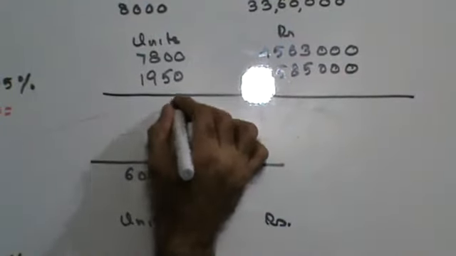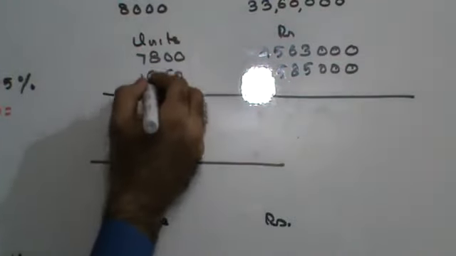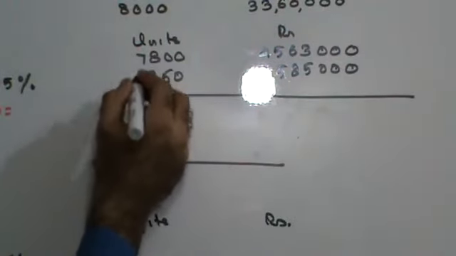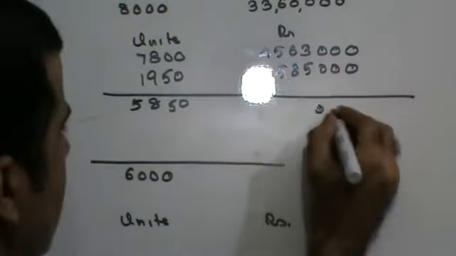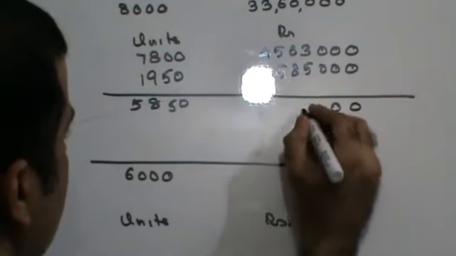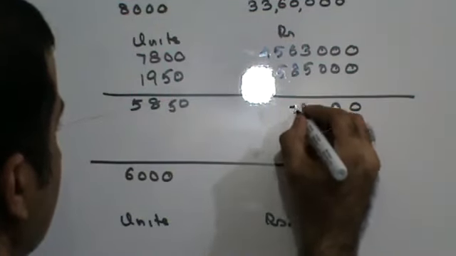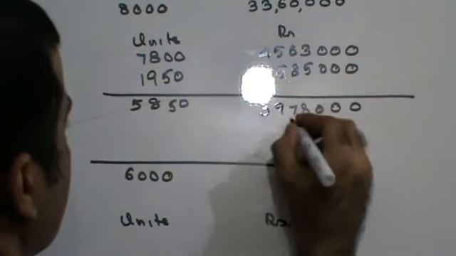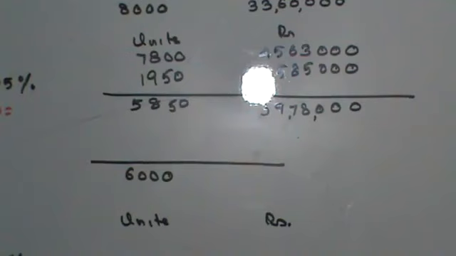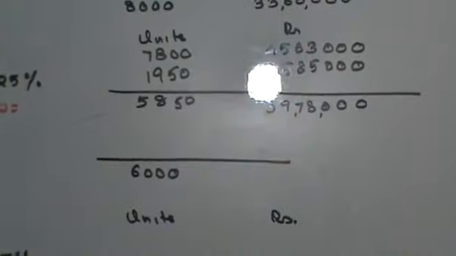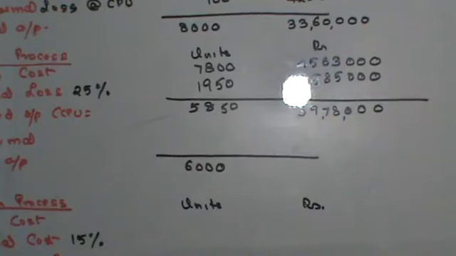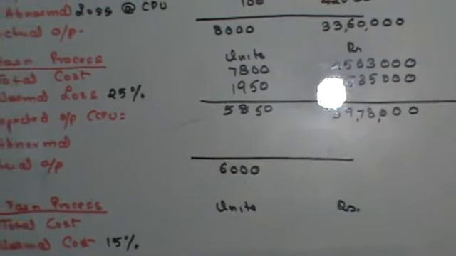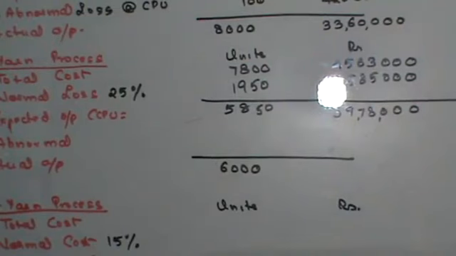So this is 0, 5. This is going to be 7, 8. So this is 6, 5. 5,850. And if you subtract this, this is 39,78,000. Right? Now, once you have this, you can get your CPU. How do I get CPU? 39,78,000 divided by 5,850. So when you divide this, you will get the CPU as 680.